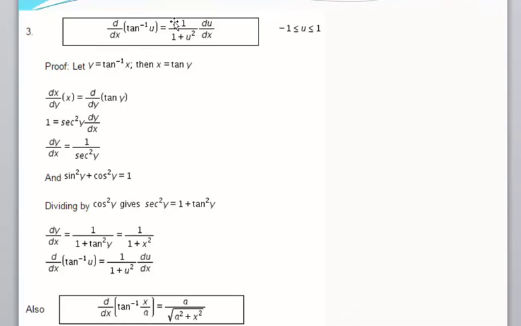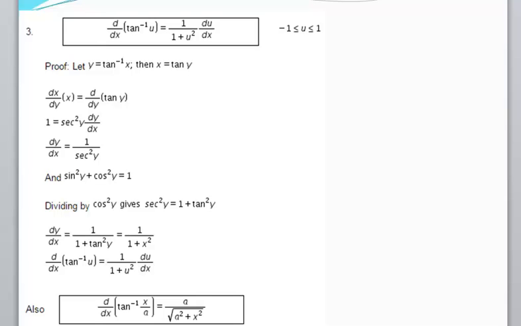With our tan function, the differential of inverse tan of u is 1 over 1 plus u squared, times du on dx. To prove it, we say y is equal to inverse tan of x. So we switch that around: x is equal to tan of y. We differentiate x with respect to y and we get 1 is equal to sec squared y times dy on dx. So dy on dx is equal to 1 over sec squared of y.